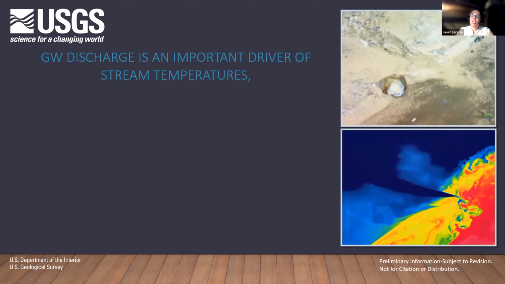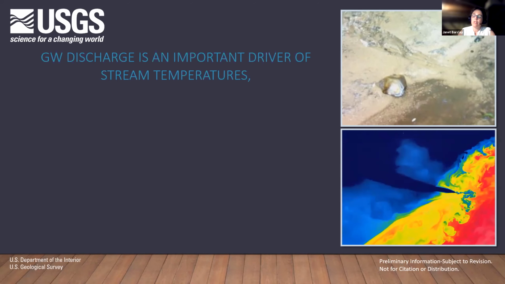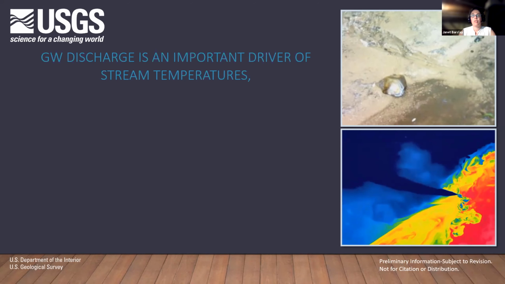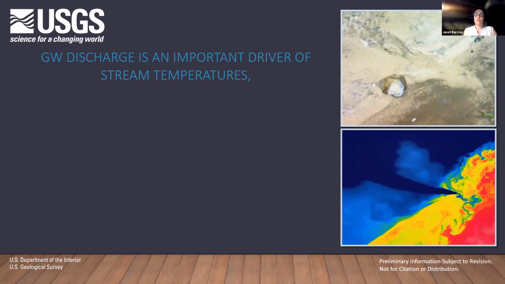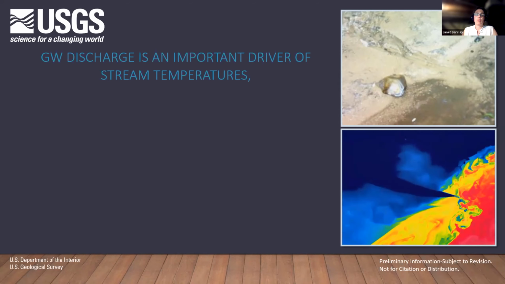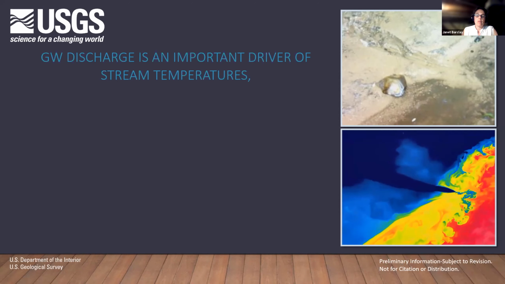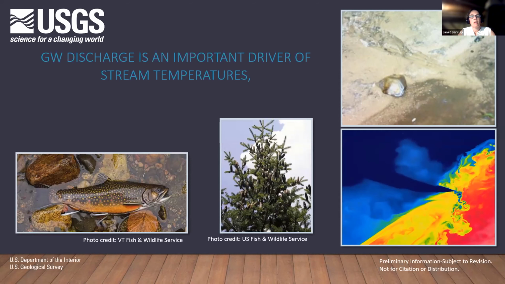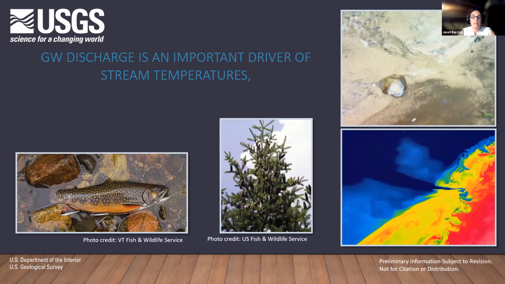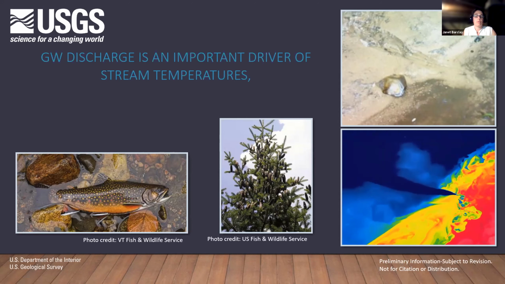The bottom picture is a thermal infrared video, and in this image, cool colors indicate cooler temperatures and warmer colors indicate warmer temperatures. Here we can see the cold groundwater entering that stream and mixing with the stream water and cooling it locally. In most instances, groundwater has a moderating effect on the stream temperature, warming it in the colder winter and cooling it in the warm summer. And this creates critical habitat for temperature-sensitive species.